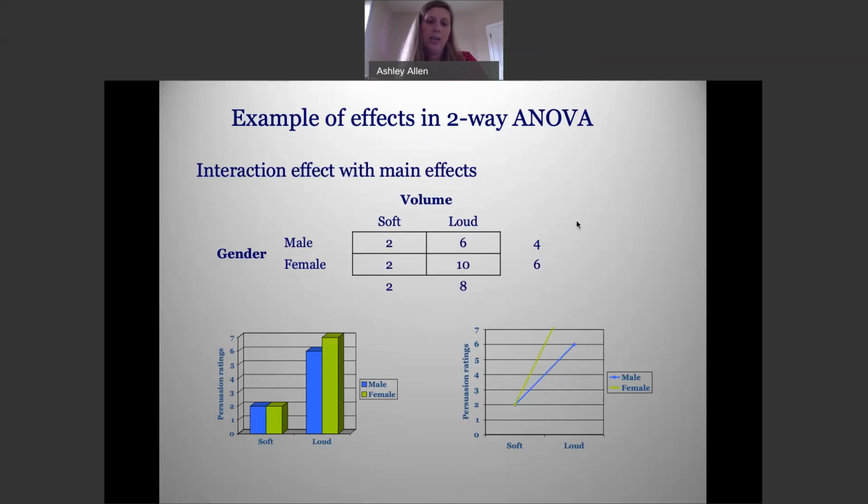Of course, you could say that if you're looking at the other way, like if you're looking at that column of soft and you're talking about going from males to females, there's no change. It's a 2 and a 2. If you're talking about loud, going from males to females, you'd see a change of 4. So you could say that when the commercials are soft volume, there's no difference in males and females' level of persuasion. But when the commercials are at loud volumes, women are more persuaded than men. It's another way to talk about it. So, options.